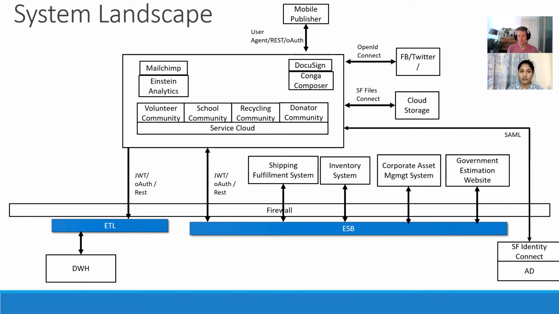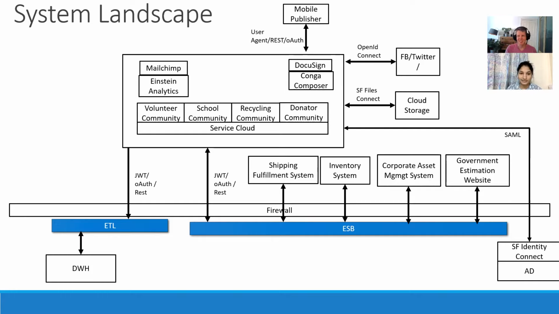As given in the scenario, there are various other systems holding the functionality, like the shipping fulfillment system, which is going to be fulfilling the requirements of shipping. It's going to be connected to our ESB, and in turn, our Salesforce is going to be connected to our ESB. The data is going to flow using REST API integration, using JWT auth token and authenticated by OAuth protocol.